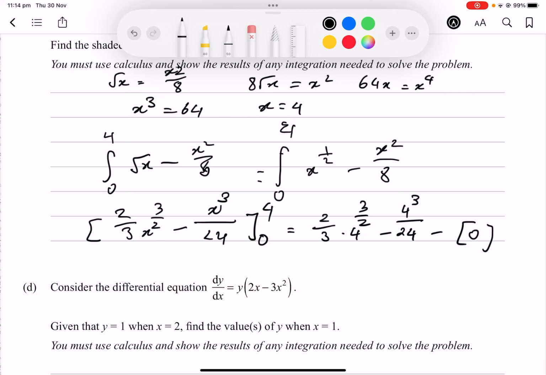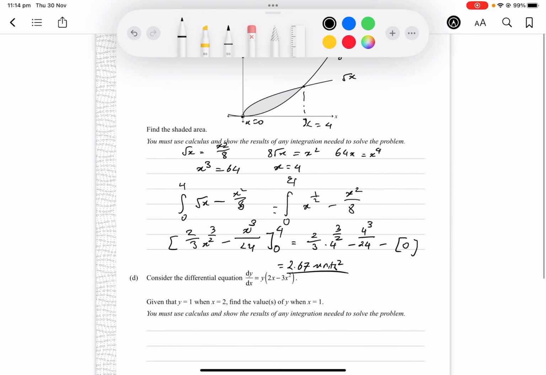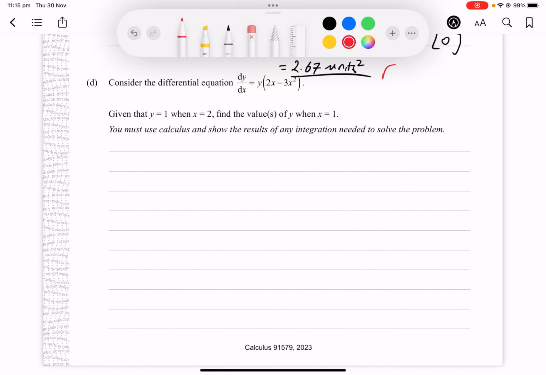And we're going to take away 64 over 24. So that's going to give us an answer of 2.67 units squared. And that should be our final answer for this question. And this should just be a standard, merit level question for the correct area. Let's look at question D.